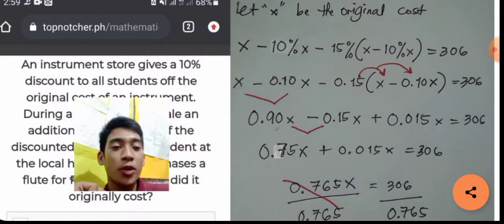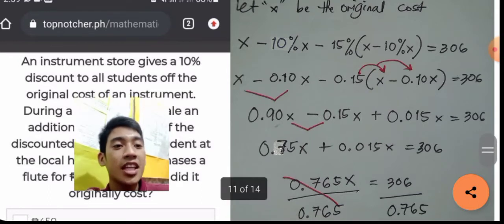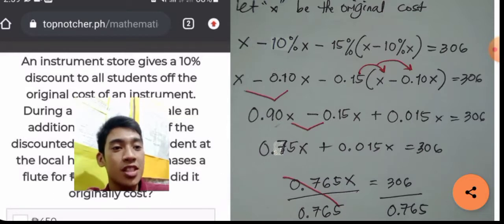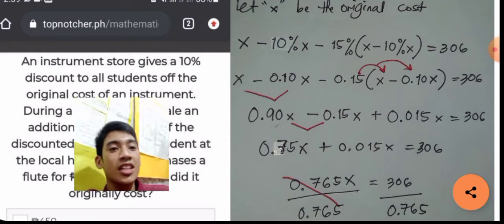So here, 0.9x. Then, distribute our negative 0.15 to x, which is negative 0.15x, and then negative 0.15 multiplied with negative 0.10x will give us positive. Negative times negative will give us positive 0.015x equals 106. Now, simplify them all.